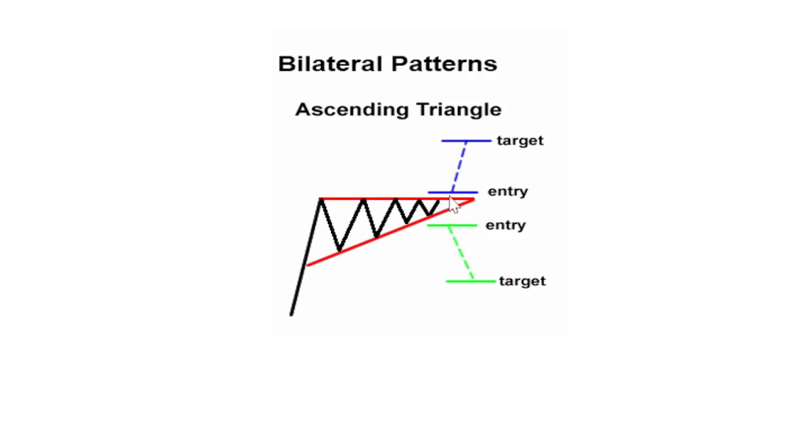But if we find the price breaks upward, then we can wait for the retest and enter the trade. But if you find the price moving downward, we could also wait for the retest and enter the trade. So it's a bilateral pattern. So let's see an example of a bullish case.